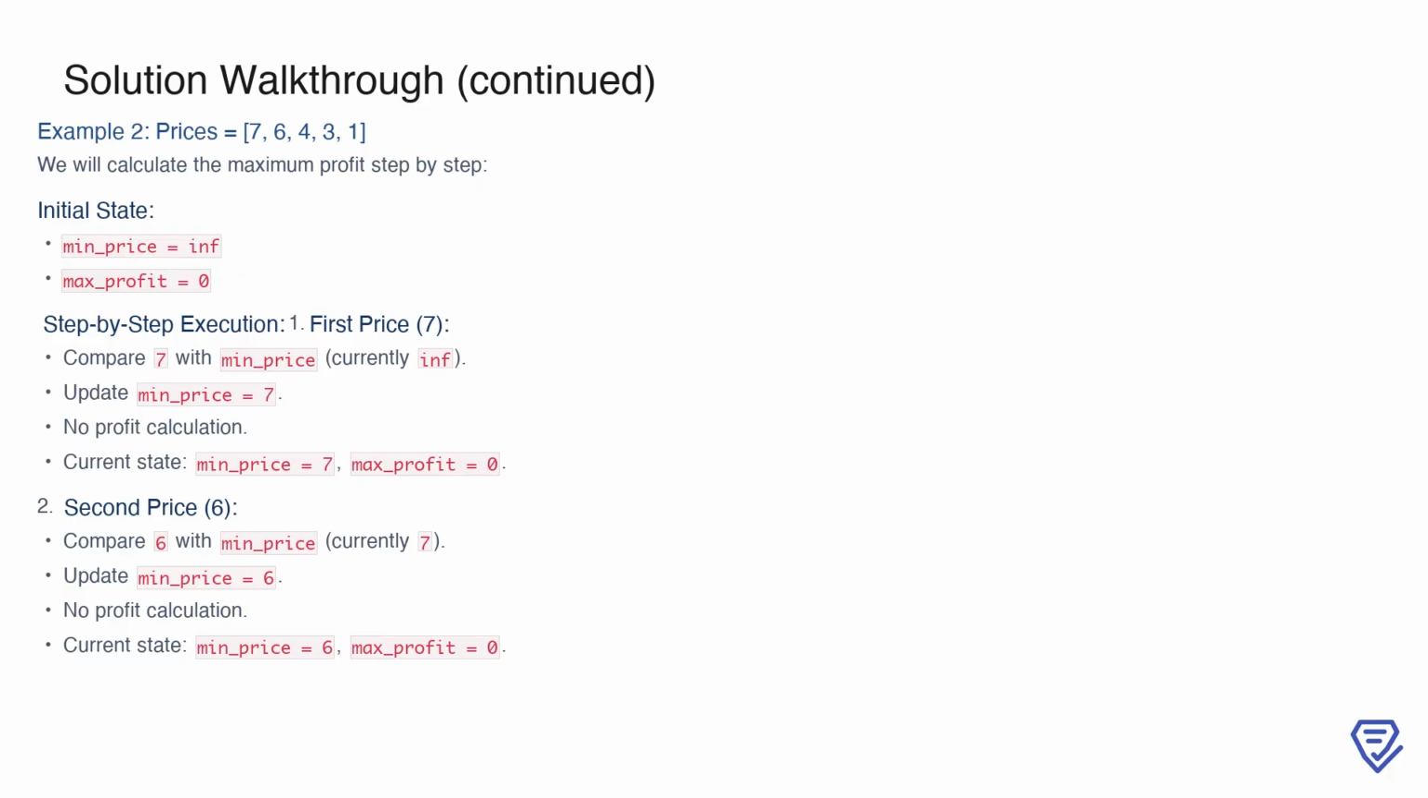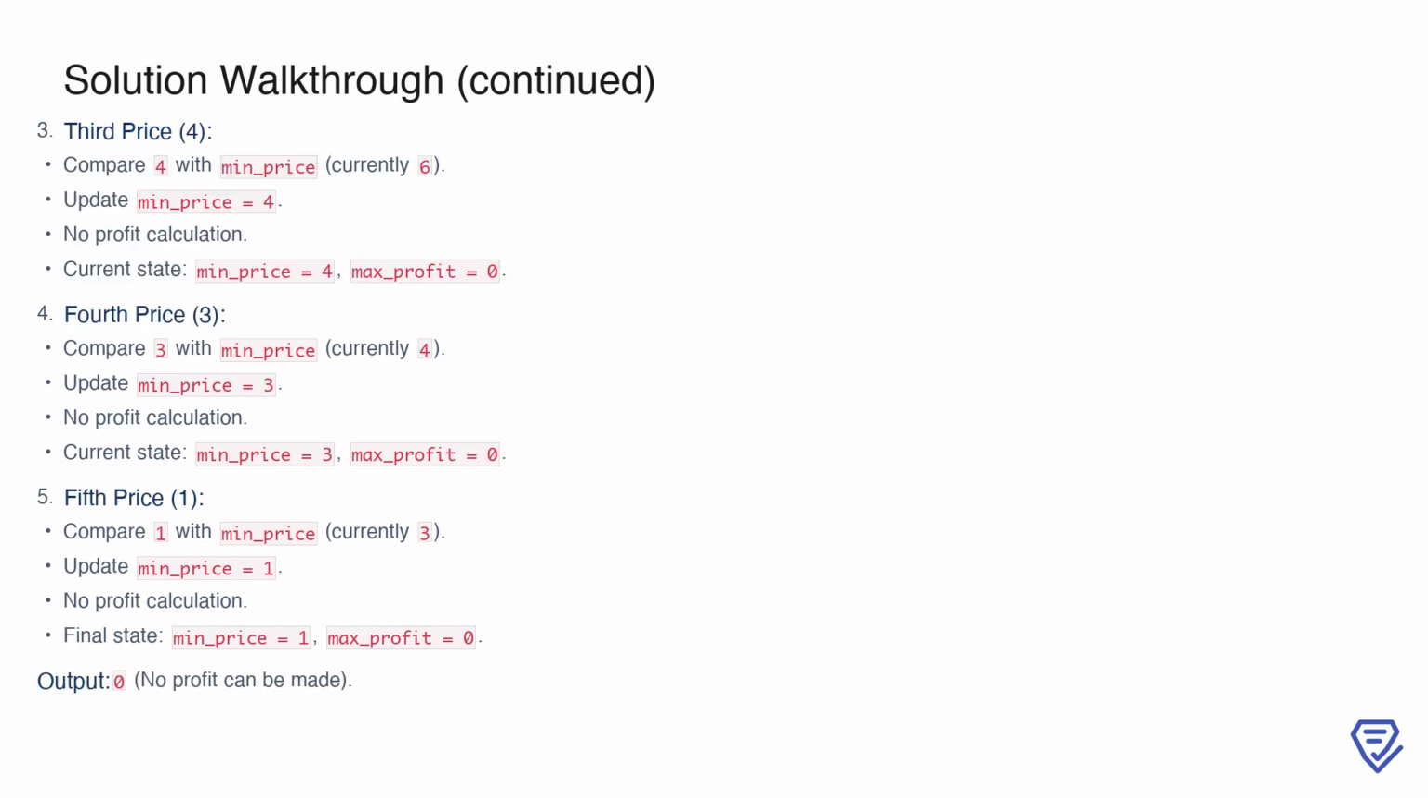On the second day, the price drops to 6. We compare 6 with the current min_price of 7 and update min_price to 6. Again, no profit is calculated at this point, so the state remains min_price equals 6 and max_profit equals 0. On day 3, the price drops further to 4. Comparing 4 with the current min_price of 6, we update min_price to 4. Since no profit is possible yet, max_profit remains 0. The state becomes min_price equals 4 and max_profit equals 0.